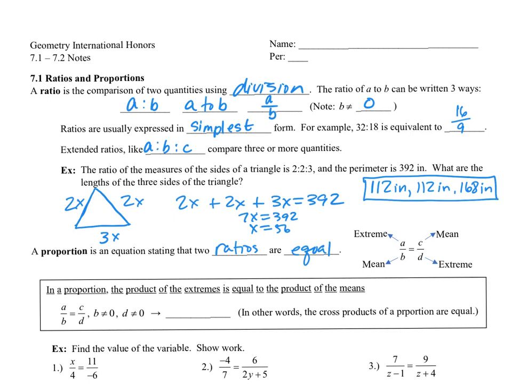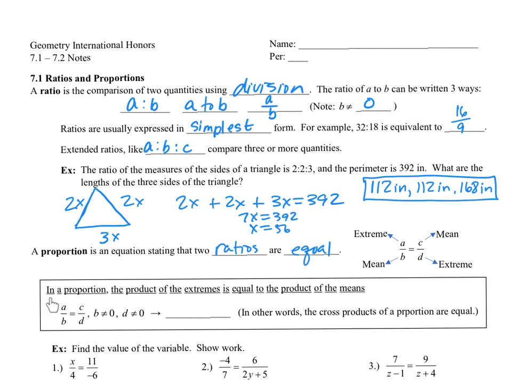Okay, so if I have a ratio of A over B and a ratio of C over D, if they are equal, we call this whole equation a proportion. Now, there are some parts of a proportion that you may have learned before. The two values along this diagonal are called the extremes, and the other two values are called the means, okay?